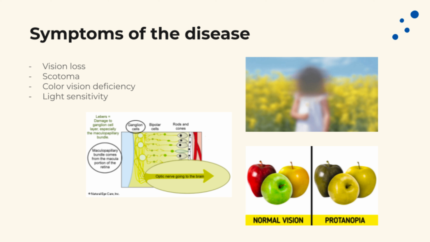Okay, the symptoms of this disease are vision loss, which starts off in one eye and later affects the other eye in a couple weeks, scotoma, which is a blind spot in your vision, light sensitivity, and a color vision deficiency, which is usually protanopia, the inability to see shades of red.